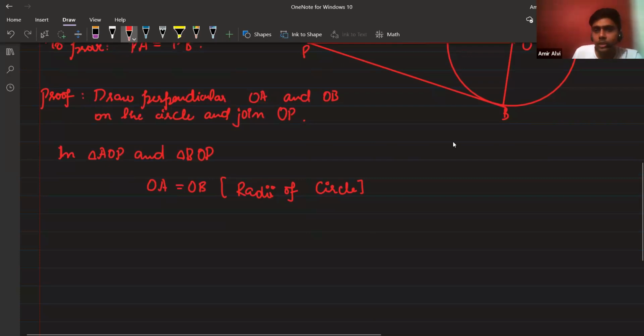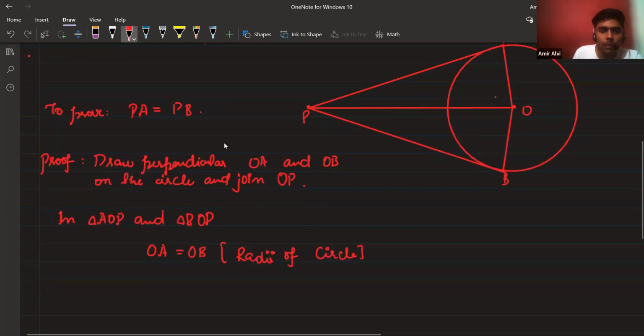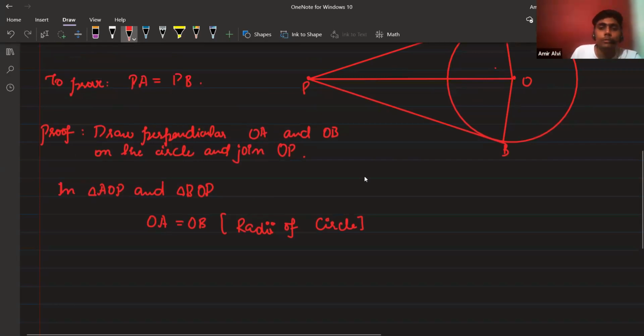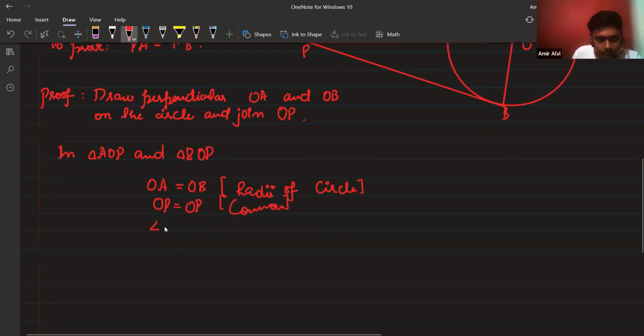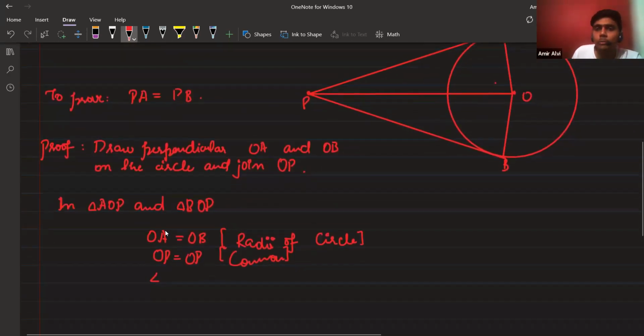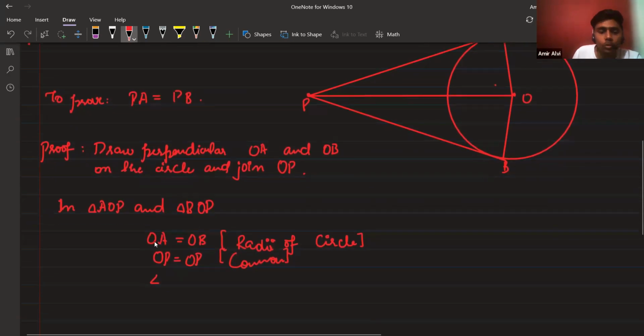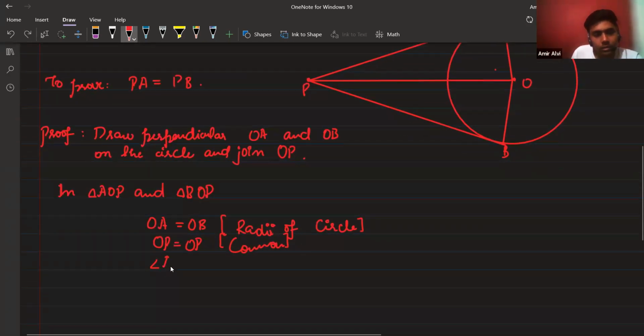So OA is equal to OB, yes or no, by the radius? Yes, sir. Okay, that's great. And OP is equal to OP, common. And angle PAO, angle A is equal to angle B, right angle.